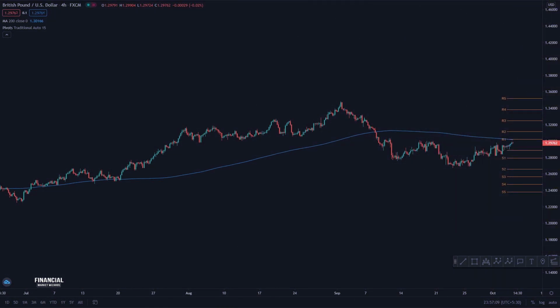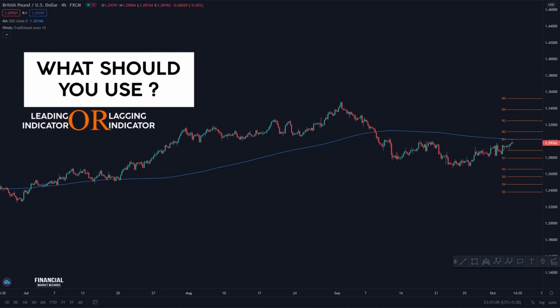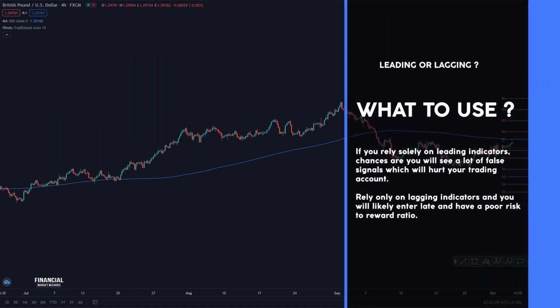Now, tackling the important question about whether you should be using leading or lagging indicators. This is often a dilemma among traders as they struggle to find a balance between both of them. If you rely solely on leading indicators, chances are you will see a lot of false signals which will hurt your trading account. Rely only on lagging indicators and you will likely enter late and have a poor risk-to-reward ratio.